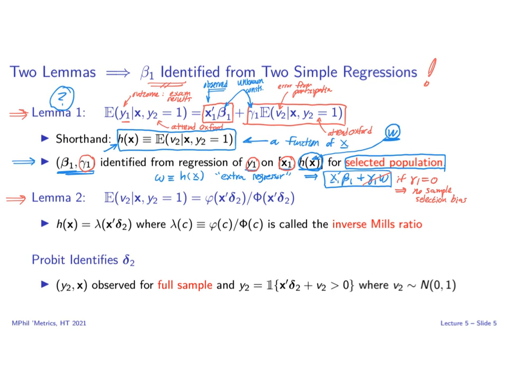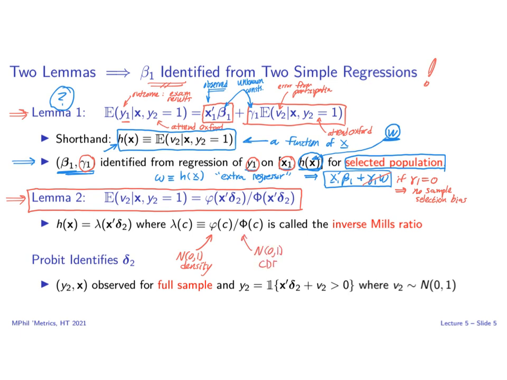Now, to be able to use that lemma, we need to figure out which function this h actually is. And that is where lemma 2 comes in. Lemma 2 shows us that the expected value of v2 given x and the fact that y2 equals 1 is equal to phi of x prime delta 2 divided by capital Phi of x prime delta 2, where lowercase phi is the density function of a standard normal random variable, and uppercase phi is the associated cumulative distribution function.